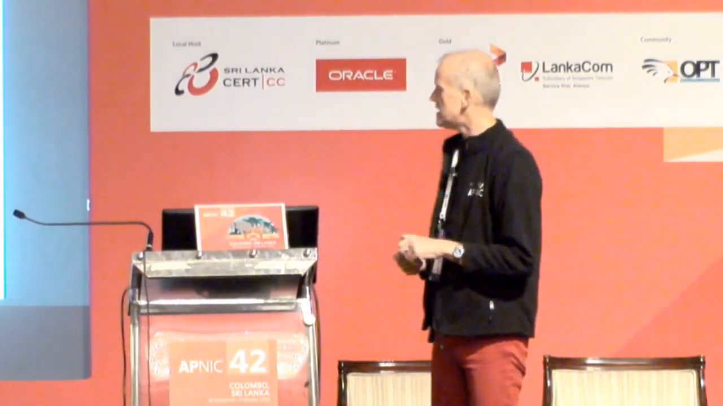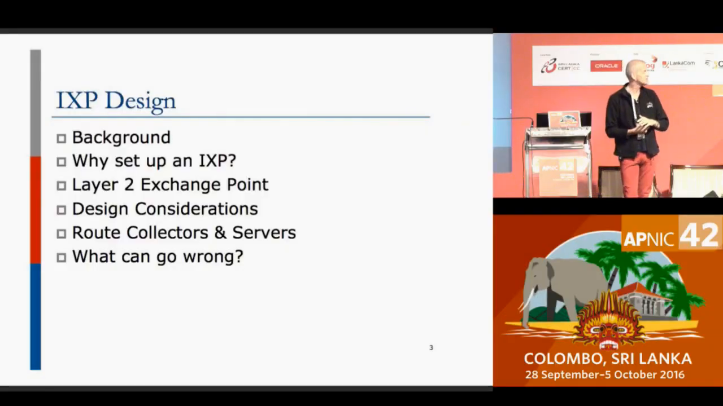So these are the 6 bits I'm going to look at. We'll start off looking a little bit at the background. We'll look at why we set up an exchange point. We'll look at layer 2 exchanges, of course, that's what they are. Look at some of the design considerations. We'll look at some ways of getting information about what's there and also scaling them. And we'll finish off by looking at things that can go wrong.